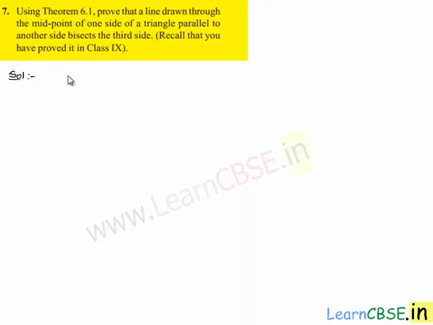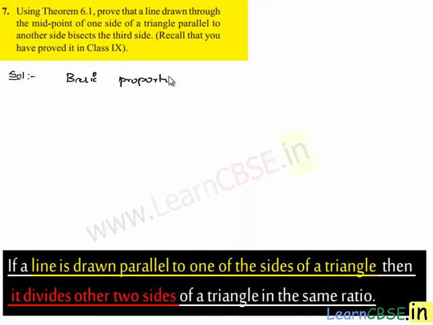Theorem 6.1 is nothing but the basic proportionality theorem, which states that if a line is drawn parallel to one of the sides of a triangle passing through two distinct points of the other two sides, then it divides the two sides in the same ratio.